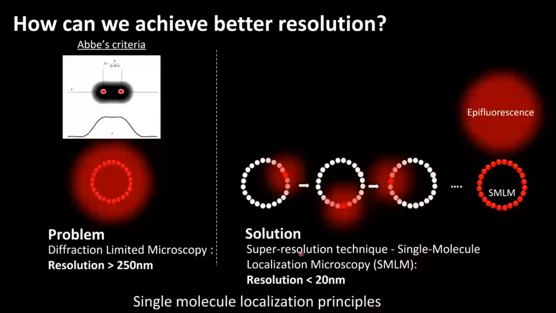The solution is to use a super resolution technique called single molecule localization microscopy, where we can activate each and every one of these fluorophores individually and then combine the images to form our structure of this ring complex. And this will give us resolution down to less than 20 nanometers.